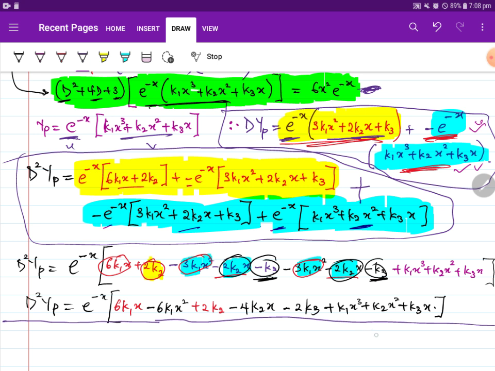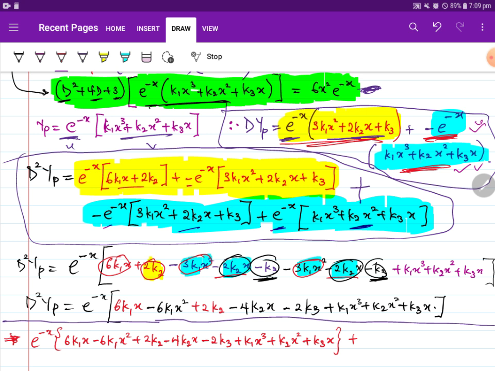Now the second derivative of yp, which is this, I can say is equal to exponential minus x into bracket 6k1x minus 6k1x square plus 2k2 minus 4k2x minus 2k3 plus k1x cube plus k2x square plus k3x. Let's close the bracket. That's our second derivative plus first derivative. This is our first derivative here. We did not factorize it together the other time, but we can still do that.